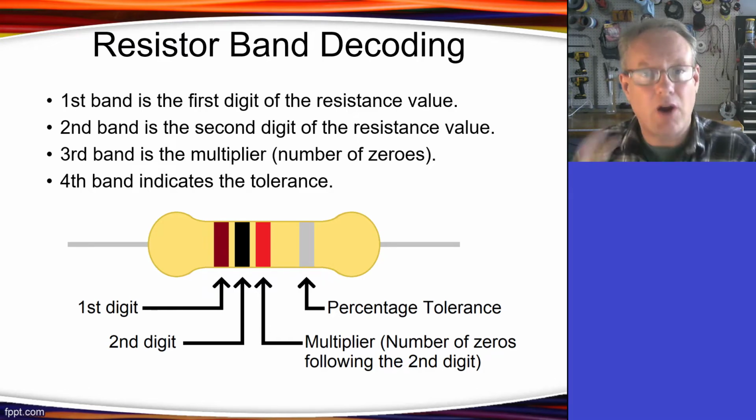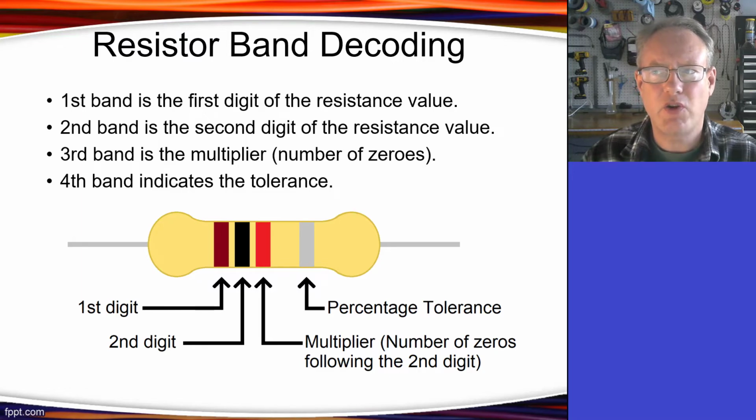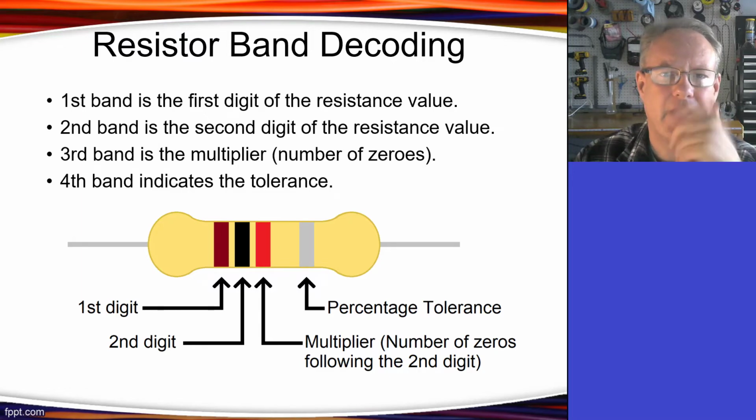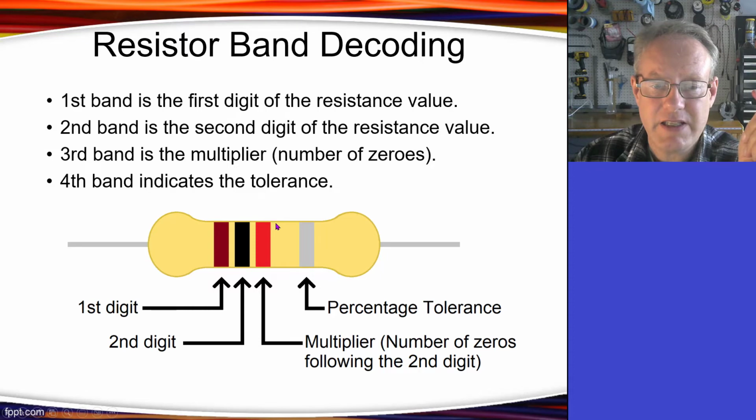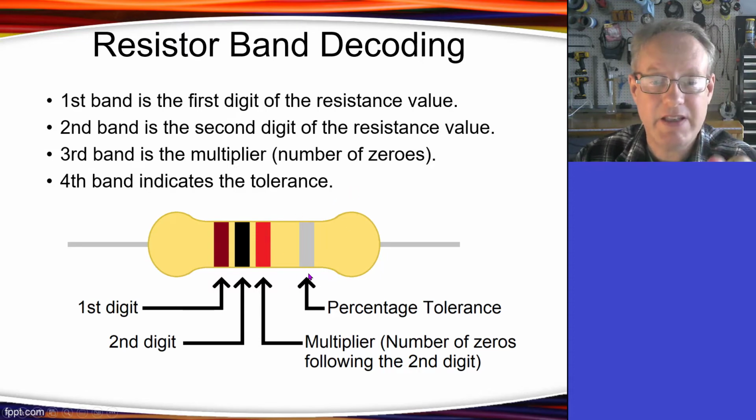So the second band also is just a number. So if it's a 22 ohm resistor, those two colors will be the same. Now, if it's a 220, well, what do we do about that? We need to add a 0. This is the multiplier. This tells us how many zeros we add. And then this guy is the tolerance.